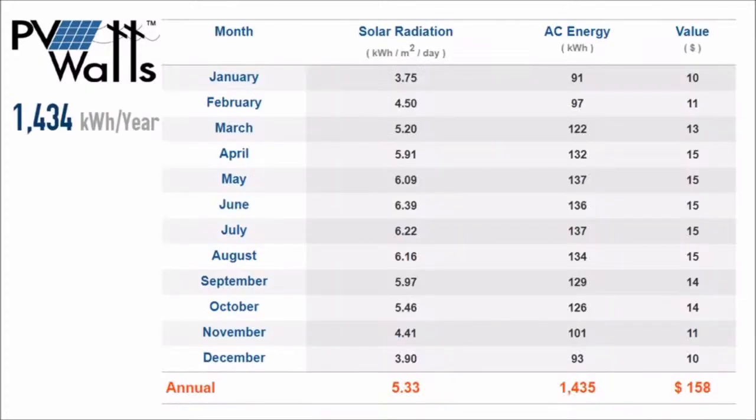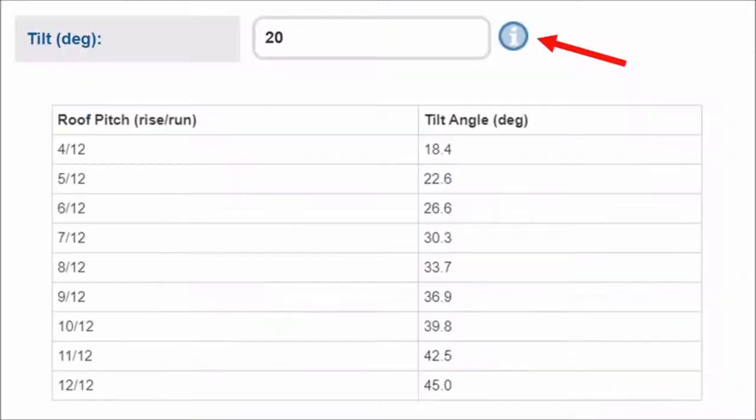We can see that a 1 kilowatt solar array in Houston, Texas, facing due south at a 20-degree roof tilt angle will produce 1,400 kilowatt hours of energy per year. Summer days will produce more than winter days because the days are longer. More closely examine the input data.